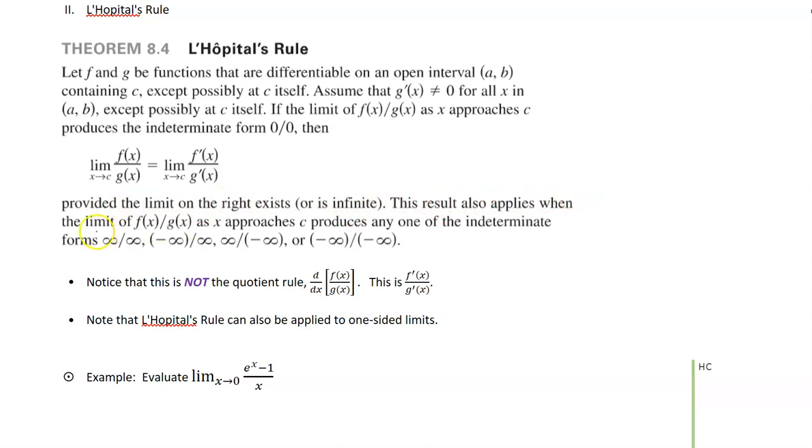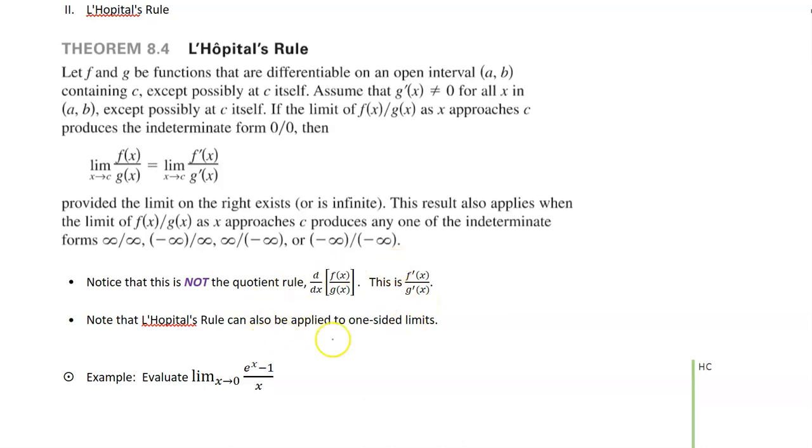This result also applies when the limit of f of x over g of x as x approaches c produces any of the indeterminate forms infinity over infinity, negative infinity over infinity, infinity over negative infinity, or negative infinity over negative infinity. One thing that's important to note is that this is not the quotient rule, the derivative with respect to x of f of x over g of x. This is actually finding f prime of x divided by g prime of x. A lot of you tried to do that for the quotient rule, but that wasn't correct. You needed g f prime minus f g prime over g squared for the quotient rule for the derivative.